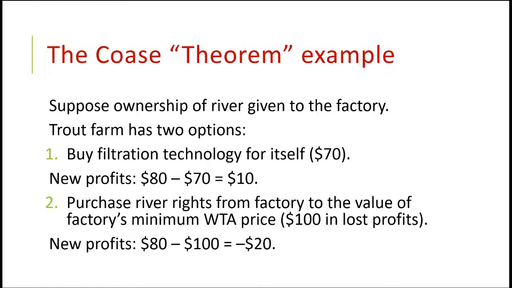Now, that's obviously not a serious option for the trout farm, because if it bought the rights to the river for $100, it would theoretically be able to make nominally $80 profit because the river is no longer polluted, but it had to pay $100 compensation to the factory in order to do it, which means it would end up making a loss of $20. So that's not really an option for it. As you can see, what would happen in that case is the trout farm would have to buy the filtration technology for itself and settle for a profit of $10. The factory would continue to own the resource, that is, would continue to own the river. The trout farm would buy filtration technology. That would be the outcome in this case.